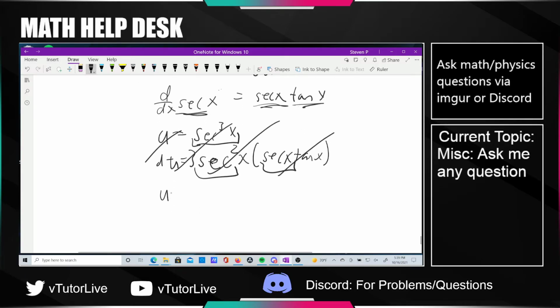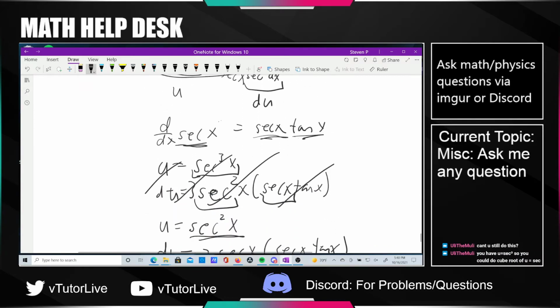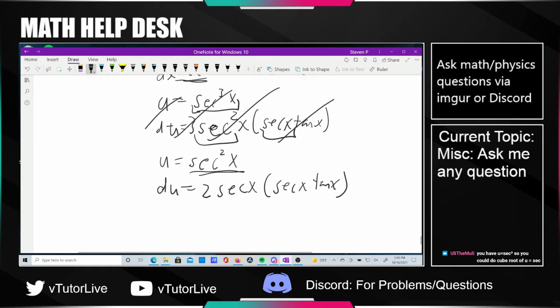So now I just said, okay, let's try the next thing. Let's try u is equal to secant squared of x. And what do you know? This turns into 2 secant x times secant x tan x, right? And this is 2 powers, this is 1 power, this is 1 power. It works out perfectly. You see what I'm saying?